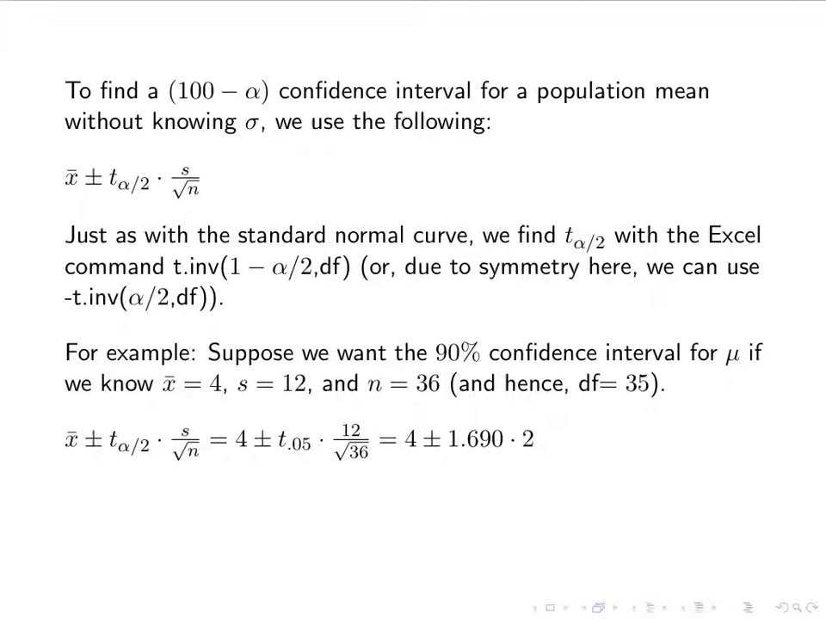But we should be getting that t sub 0.05 for degrees of freedom 35 is 1.690. So I'm going to plug that in. 12 divided by root 36 is the 2. We simplify, and then we put it into at least somewhat of a sentence. The confidence interval is 0.62 to 7.38.